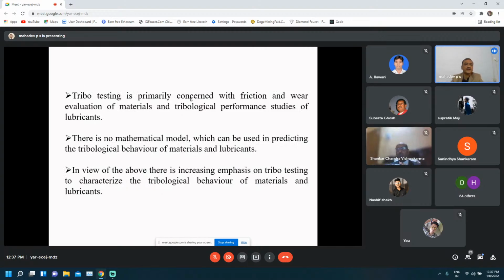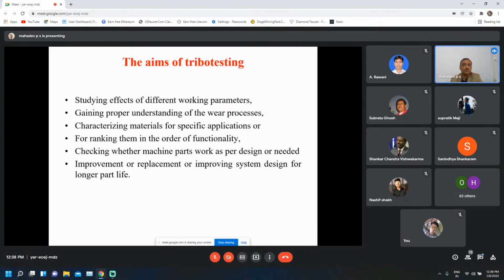So tribo testing is mainly concerned with friction and wear property evaluation of materials. Okay. So there is no mathematical model which can be used in predicting the tribological behavior of materials and lubricants. Only one method is there, which is experimental. Okay. And in view of the increasing importance of tribo testing to characterize the tribological behavior of materials and lubricants, we should go for tribo testing. So after tribo testing, we can study the different working parameters.